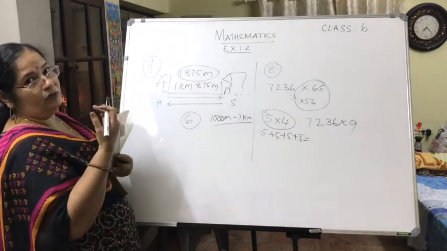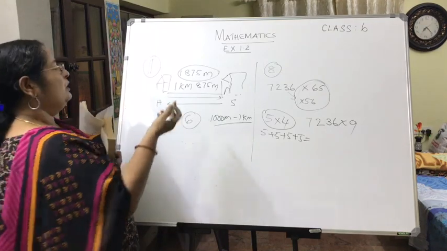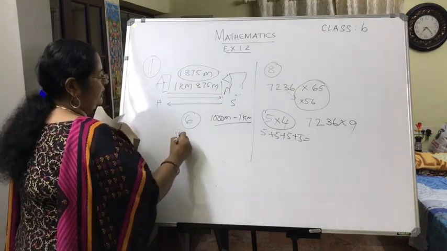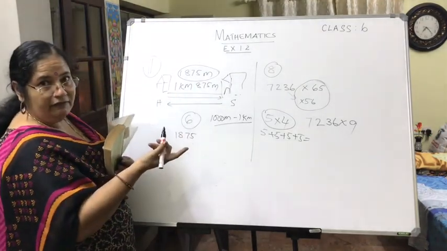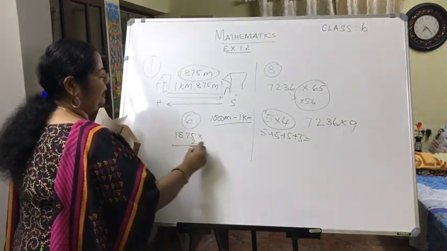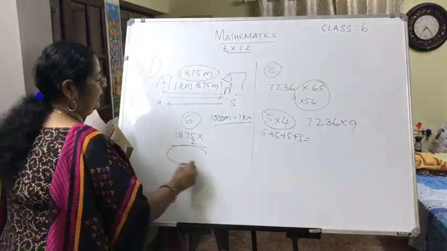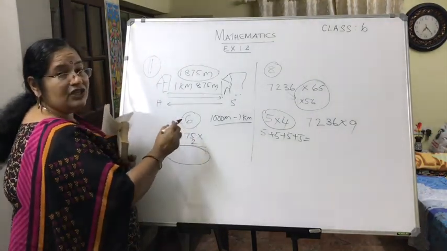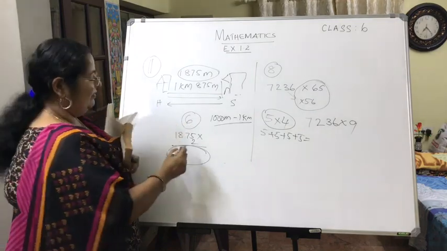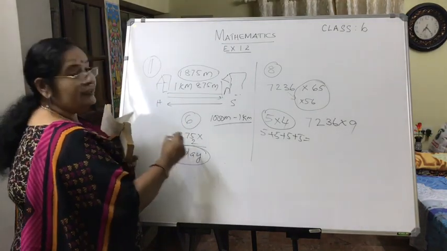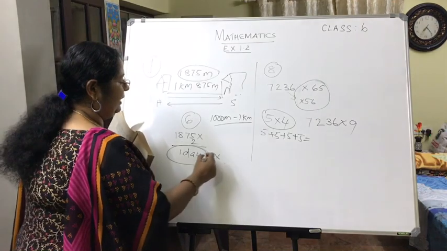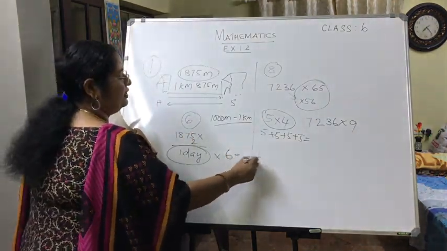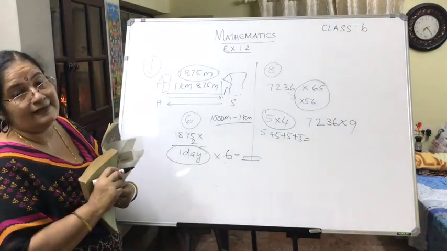Same thing backward also, from school to home. So total distance travelled in one day will be how much? 1875 plus 1875, or you can multiply with 2. You will get a value. That is the distance she covers in one day. The question is how much distance she covers in 6 days. This is for one day. So for 6 days what should you do? Multiply this value with 6. So much distance she will be travelling in 6 days.